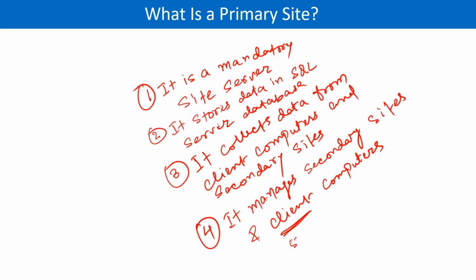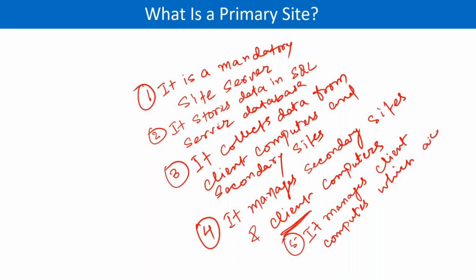Now point number 5: it manages client computers which are on a well-connected network. Now, what do you mean by a well-connected network? A well-connected network means a LAN network.